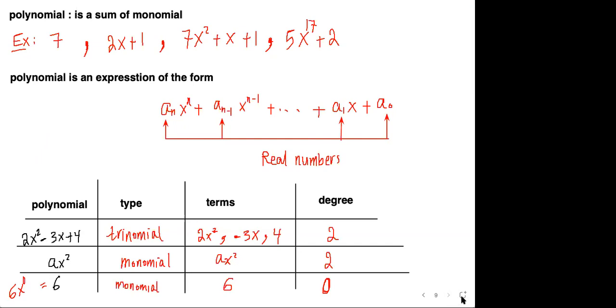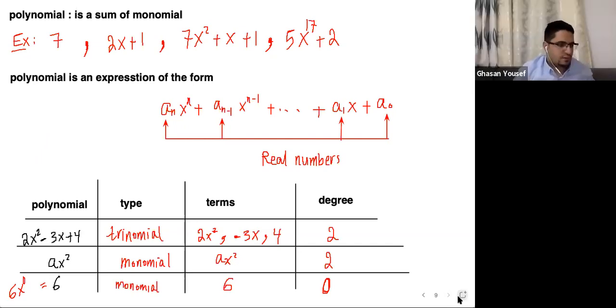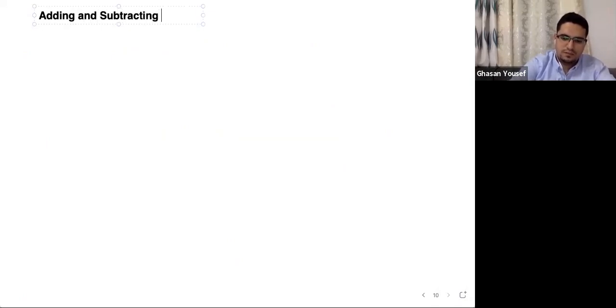Now let's go to something connected to polynomials, called adding and subtracting polynomials. So we're going to learn how to add and subtract polynomials. So here, adding and subtract. Hold on 1 second. So adding and subtracting polynomials.